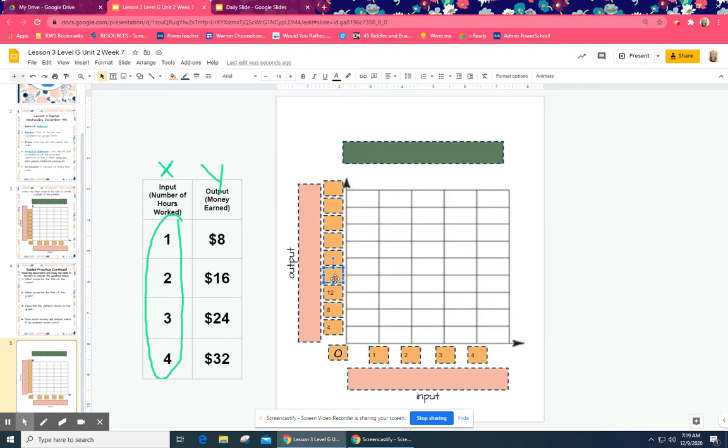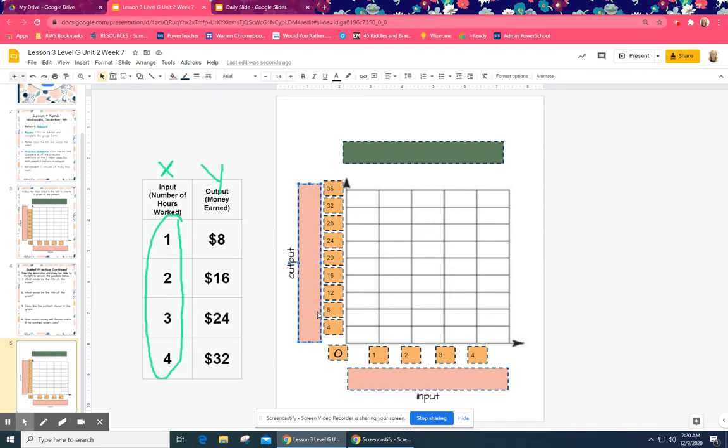Anywho, 4, 8, 12, 16, 20, 24, 28, 32. And then there's another box there, so I'm going to go ahead and put 36, even though I'm not going to use it. So I've got my axes filled out. I've got the numbers put in.